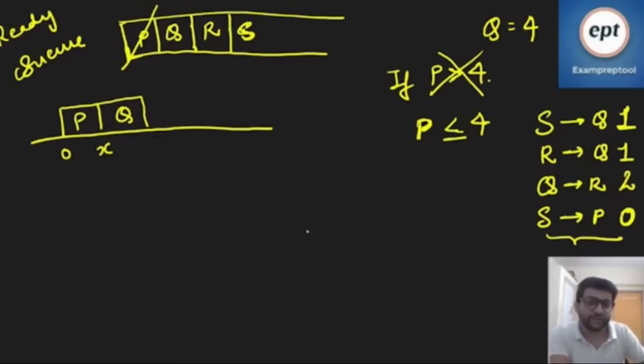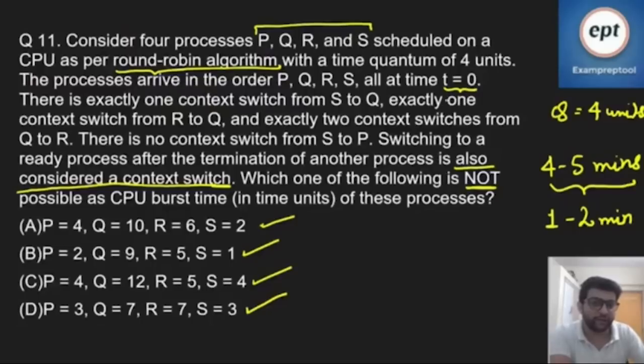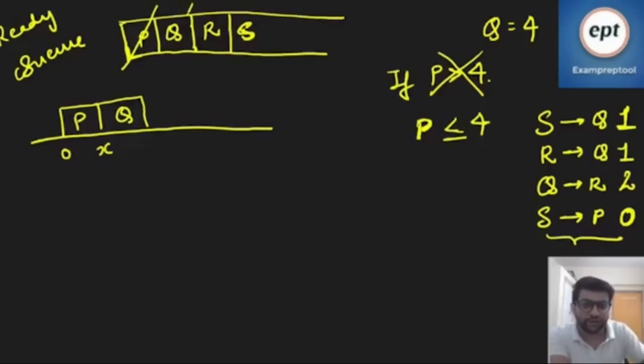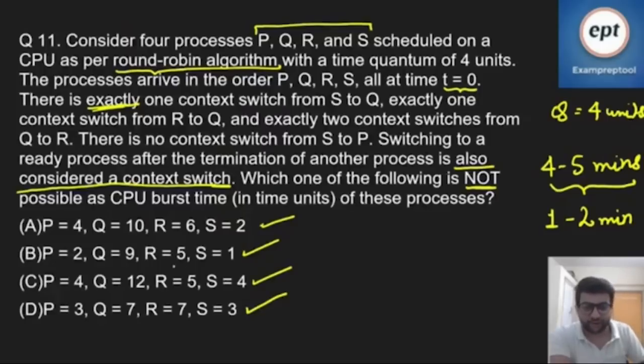So this process Q will again go to the scheduling process, because it has been given that there is exactly one context switch from S to Q. So this process Q should go to the ready queue again, right, to have this context switch. It means that the burst time of Q is greater than 4 for sure. So let's try to eliminate the options. In all the options, we can see that the burst time of Q is greater than 4. Again, we cannot eliminate any option.